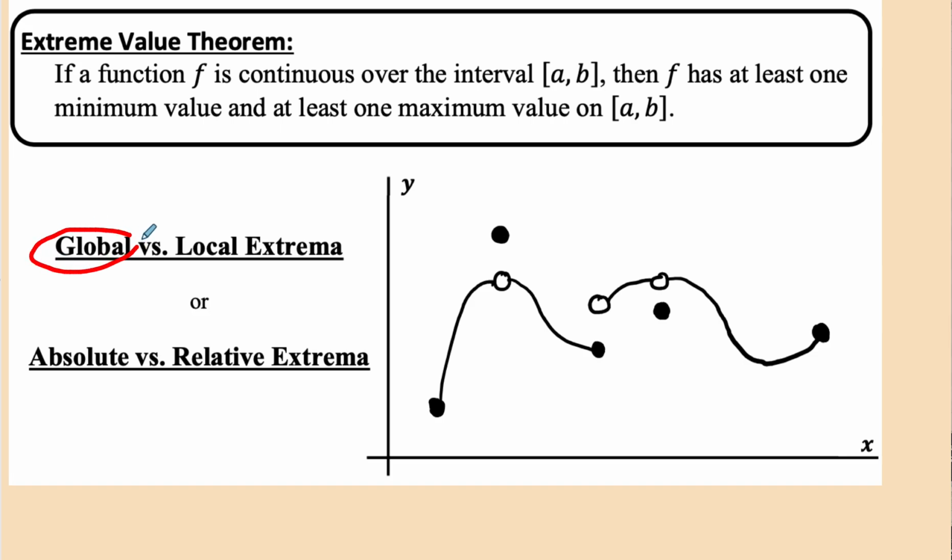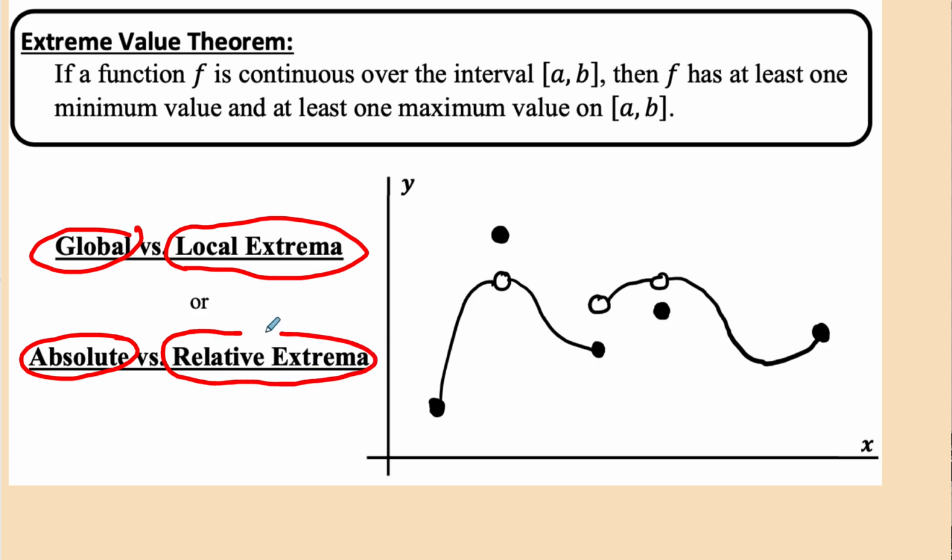Global is another word for absolute. I'll probably be using the word absolute, but just in case the AP test uses global, you'll know that's the same thing. Local extrema is the same thing as relative extrema, and that's what I'll be using, relative extrema. So let's take a look at this.